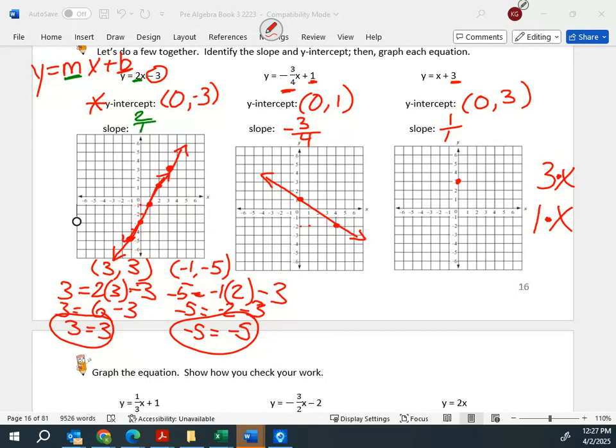Then I'm going to do the slope. Am I going down 1? I go up 1 because it's positive. So I go up 1 over 1. Then my final step is connecting the line.